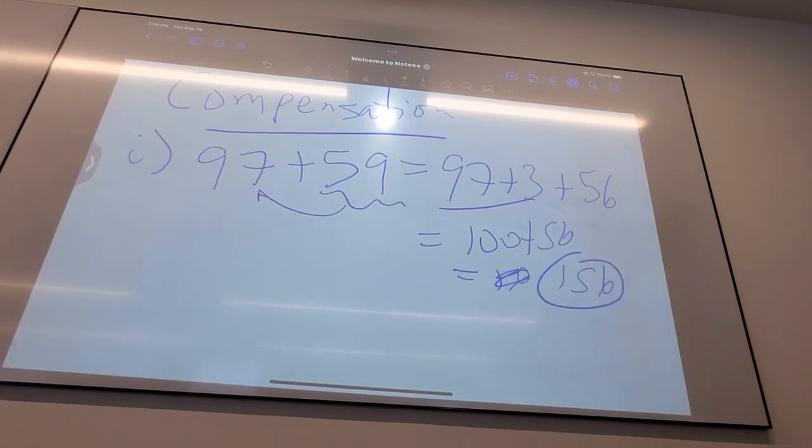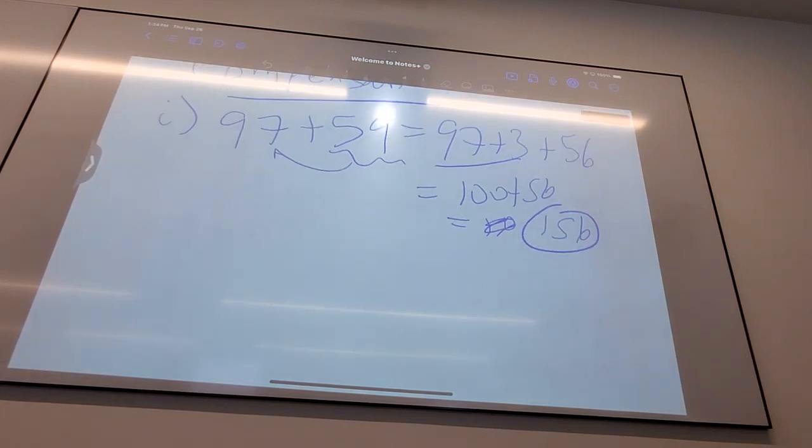So that's the idea of compensation. I can take some from one part and give it to another part. And again, you see how that's kind of related to compatible numbers. 97 and 3 are compatible because they become round when you put them together. Let me stop for a minute. I find this stuff fascinating. I understand if you don't quite, but we're going to get to something that I think you might agree with me about.